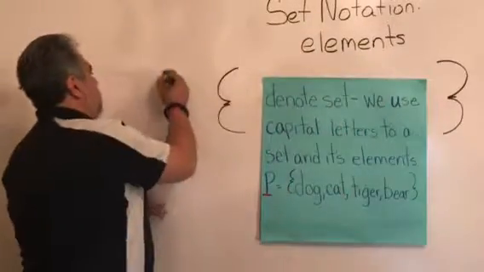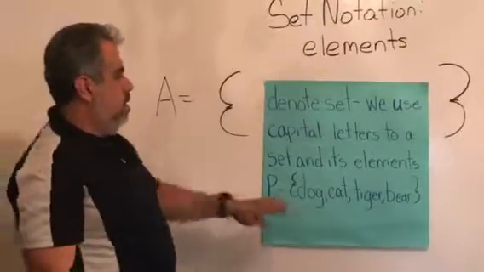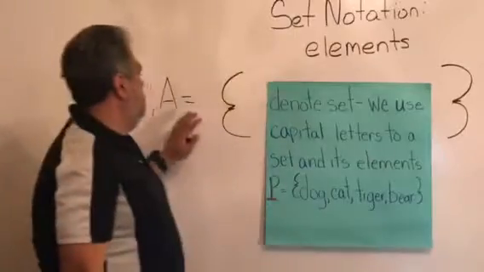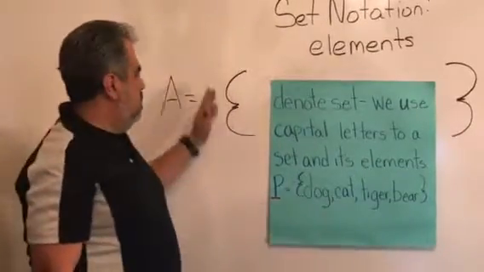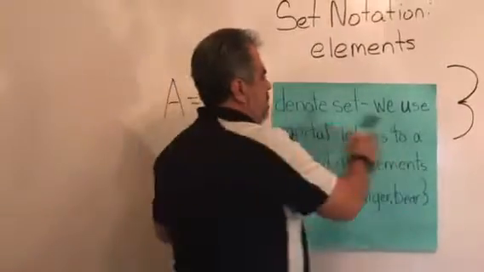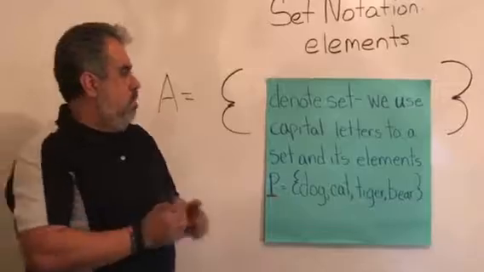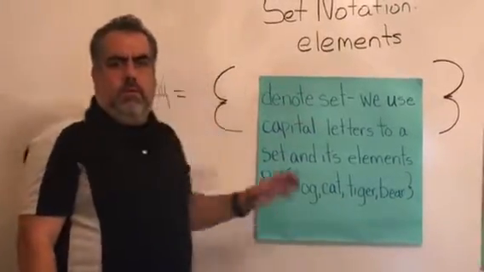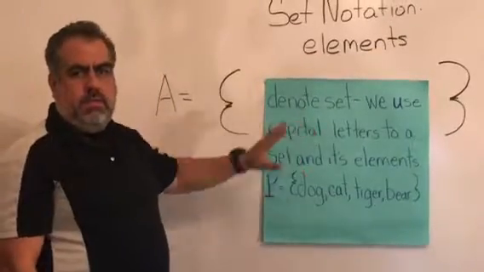We could use any letter. We could use the letter A. And that's going to tell me that all these objects in this set are A. And then we'll have the braces, and then we'll have our elements within the set. So remember, denote set, we're using a capital letter to identify the set. Make sure, I'll give you a second to get that down.